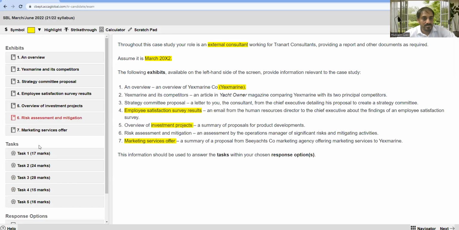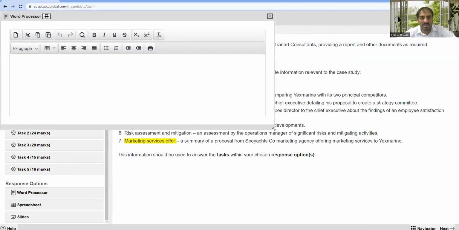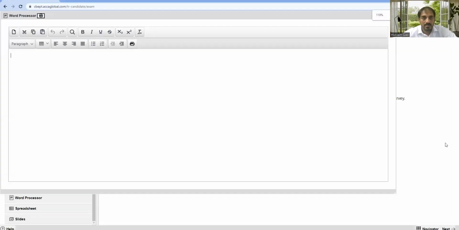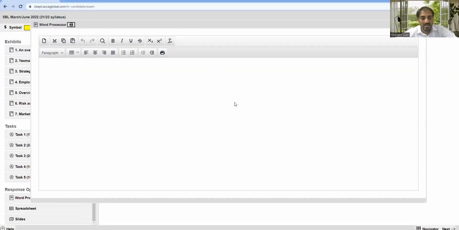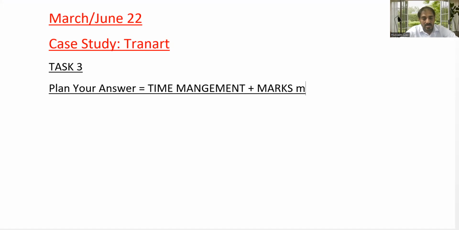Before starting the question, whatever you will write here, first of all, make sure that you have properly planned the question. And the planning includes two things: time management plus marks management.